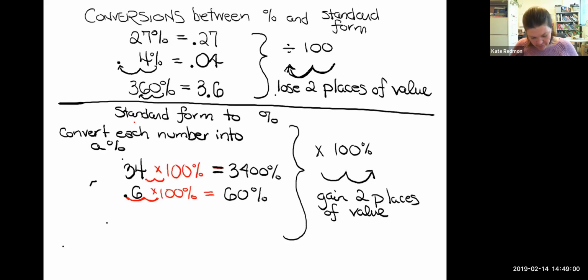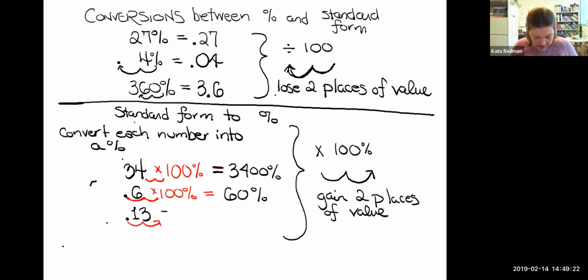Okay, let's try an easy one that I probably should have started with. 0.13. Now, you know, mathematicians are just lazy as can be. I'm not going to write times 100 every time if I know what happens when I times it by 100. So the quick, easy way to times by 100 is just to gain 2 decimal places worth of value. So I'll jump it once, twice to the right.